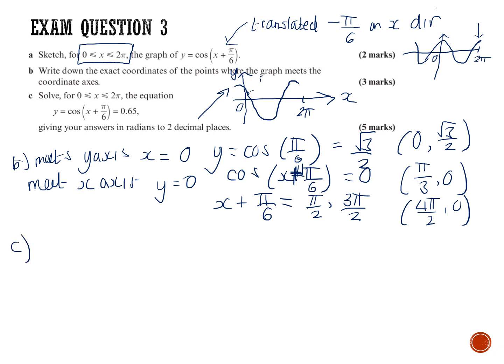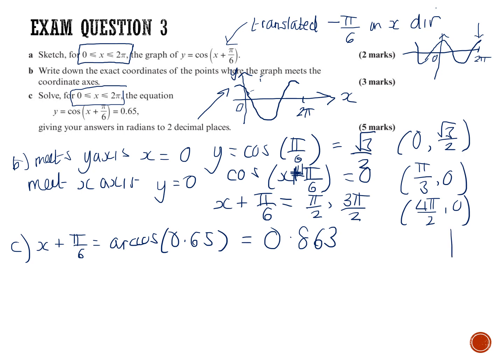Lovely. On to the bit which is the majority of the marks for this question. Solve for a range of values 0 to pi, so we're working in radians. It says give your answers to 2 decimal places. So I'm solving cos(x + pi/6) equals 0.65. If I do my arc cos, I get x plus pi by 6 equals arc cos of 0.65. Make sure your calculator is in radians, and that gives me 0.863. I'll keep that as an exact value.